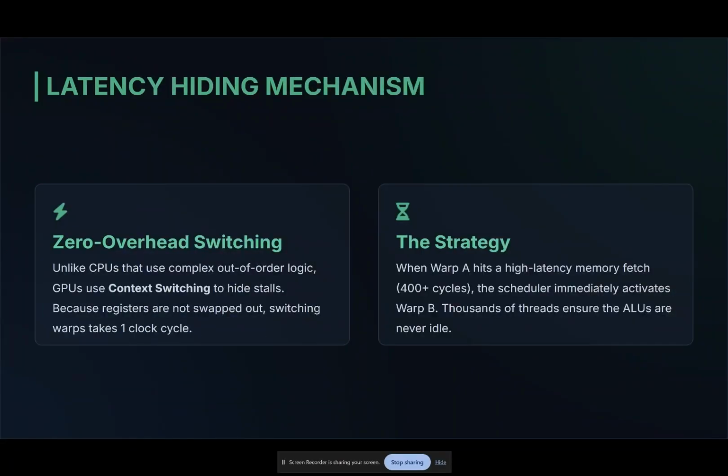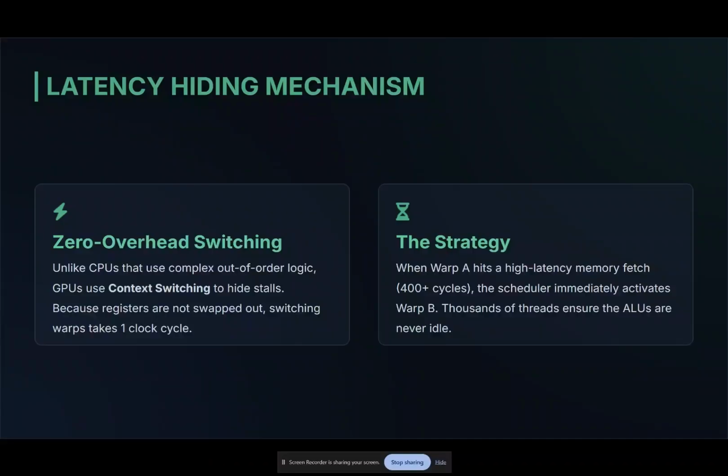So what happens when a warp has to wait? Memory fetches to global memory can take 400 to 800 cycles. That's a long time to sit idle. On a CPU, this is solved with complex out-of-order execution hardware that tries to find other work to fill those stall cycles. The GPU takes a simpler and more brutal approach.